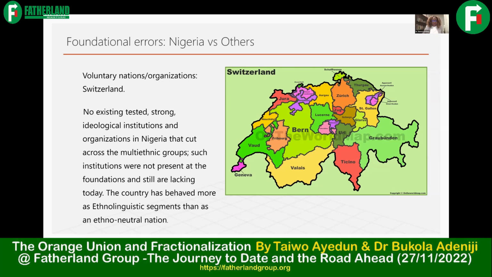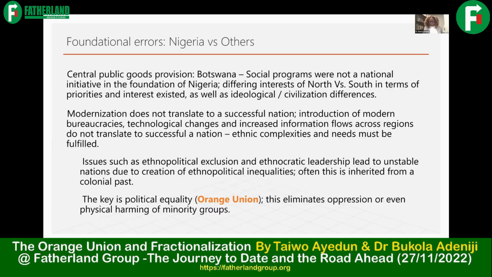And as a result of that, they become unstable to the point that they may eventually split along linguistic lines. So that's the one factor. I'm going to go on to the next factor, which is the provision of public goods. And Botswana was used as an example of a country where central public good provision has been effective.